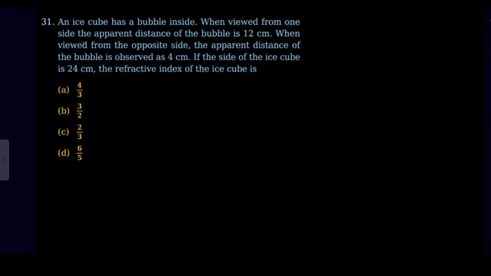Next one. An ice cube has a bubble inside. When viewed from one side, the apparent distance of the bubble is 12. When viewed from the opposite side, the apparent distance is given as 4. If the side of the ice cube in total is 24, they ask to find the refractive index of the ice cube.